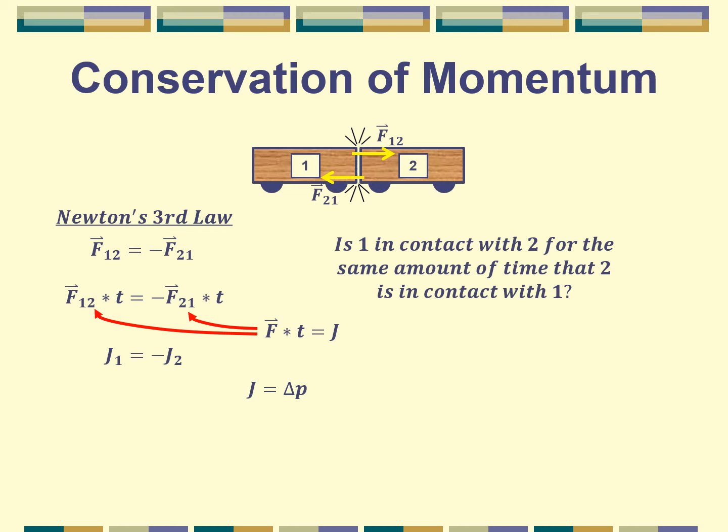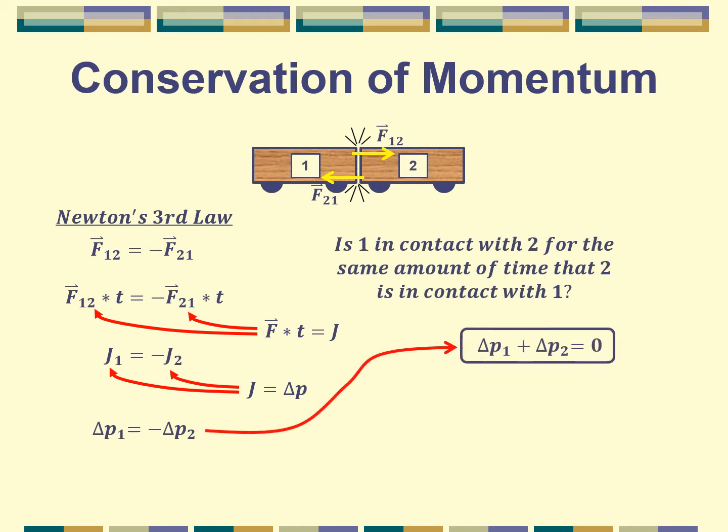So since impulse 1 is going to be equal to negative impulse 2, that means change in momentum 1 is going to be equal to negative change in momentum 2. Now when we take that to the other side, we get that change in momentum 1 plus change in momentum 2 is going to be equal to 0. So whatever the change in momentum is for the first car plus the change in momentum of the second car is going to give me a total of 0.